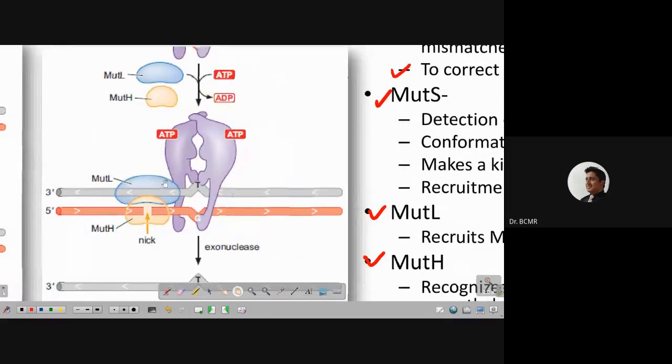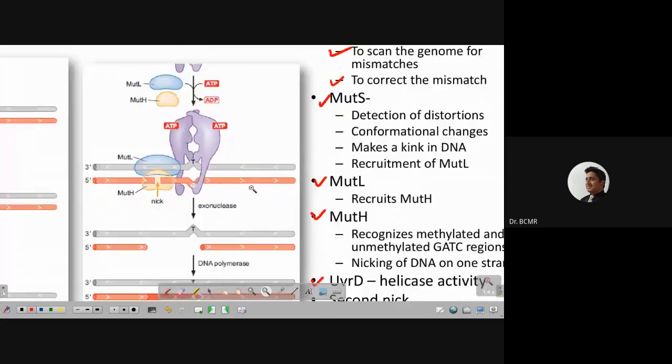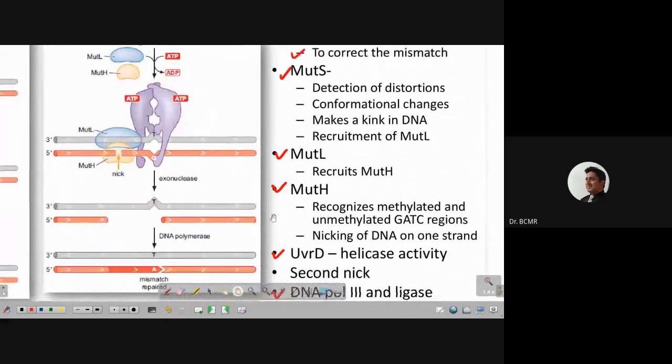MutL binds onto the 3' side, like in here, or you can just say right now at the left side. And MutH is the one that creates a nick. What is a nick? It is a breakage of phosphodiester bond, right? And so you can see, where does it nick? MutH does not nick anywhere just like that. It recognizes the methylated and unmethylated GATC regions.